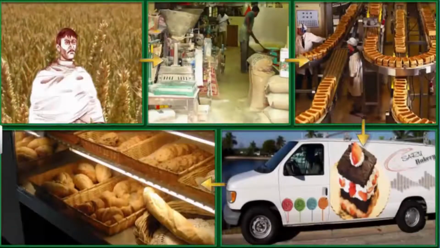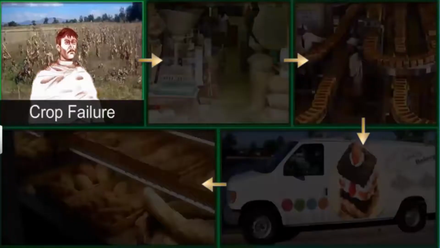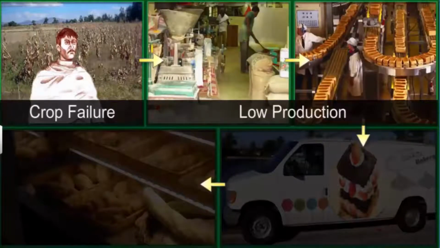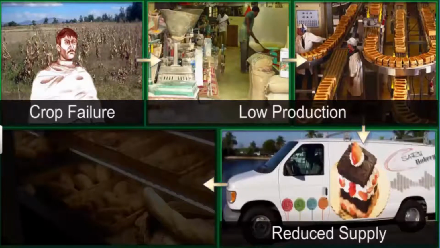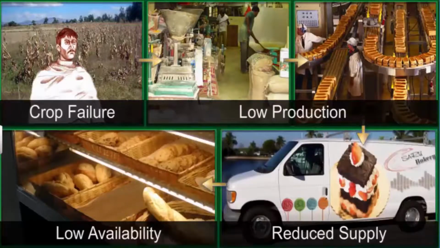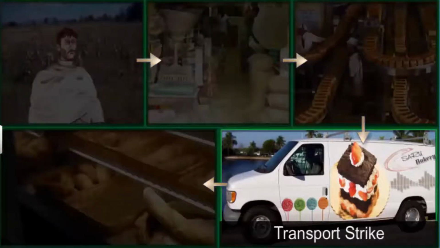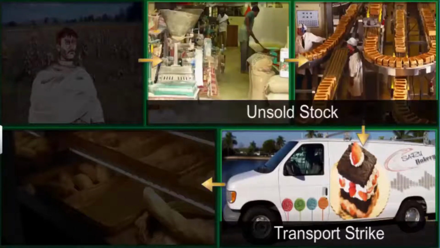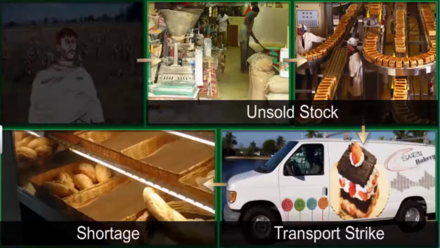Let us understand the interdependency of different sectors through the example we used earlier. A failure of wheat crop in the primary sector would affect the production of flour and bread in the secondary sector, leading to reduced supply and availability of bread in the tertiary sector. Similarly, if the transporters go on strike, unsold stock will pile up with the manufacturers, while there will be shortage of goods at the shops.